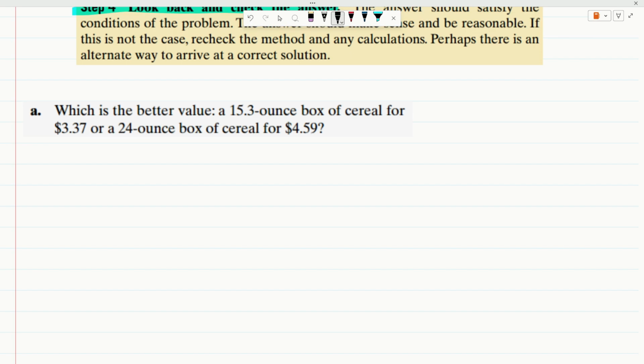So in order for us to do this problem, let's think about this. What's happening? That's step 1, understand. What's happening? Well, we're buying cereal. That's what we're buying. No math. Look, there's no numbers here. And what are we trying to do? We're trying to get the best deal.